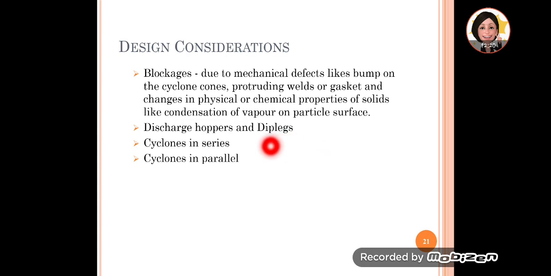The other factor that we need to consider is the discharge hoppers and diplegs. These discharge hoppers should be designed properly so that the separated particles can easily be released. The diplegs are like a pipe that allows the release of the particles for the next unit operation or for storage purposes. If this gets stuck, it will also affect the cyclone. And cyclones can also be operated in series and parallel for different reasons.